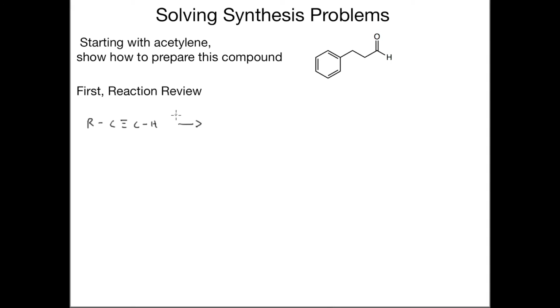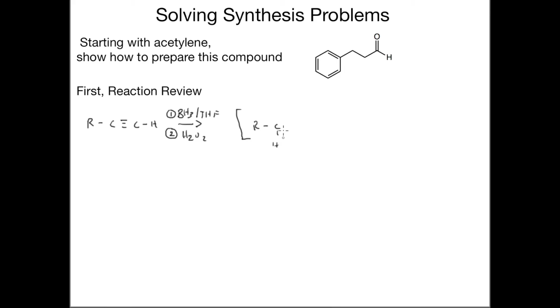And so we need to remember a few reactions involving alkynes. The first one is, how do we get an aldehyde from an alkyne? Well, we can use hydroboration to do this for us. We can use BH3 and THF, followed by a subsequent reaction with hydrogen peroxide.